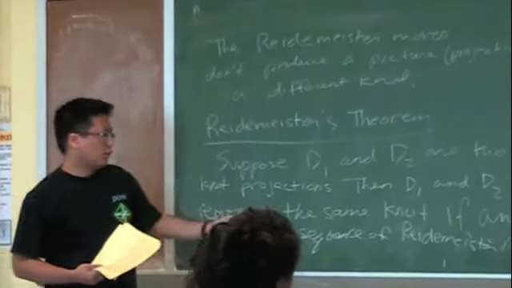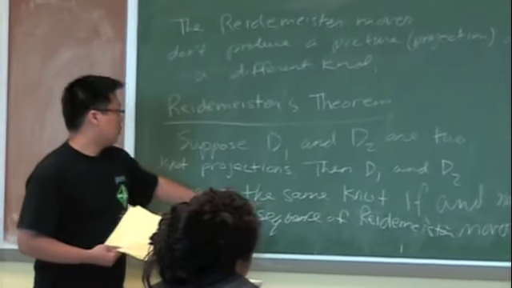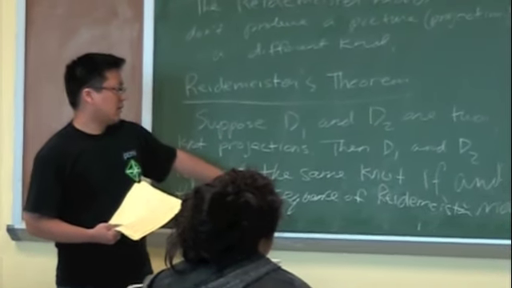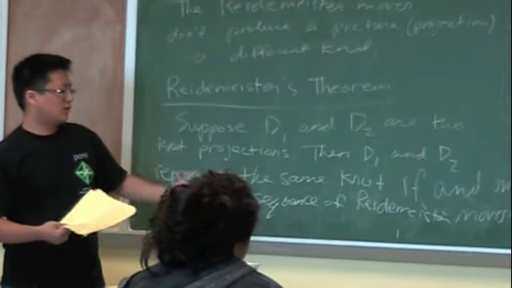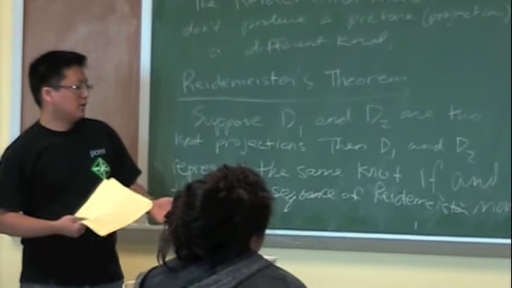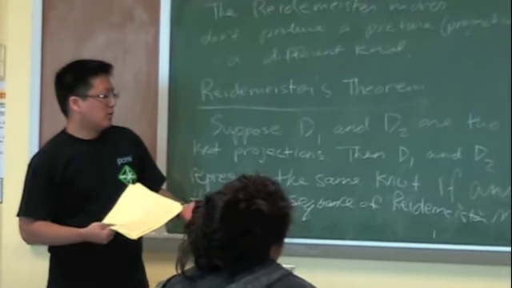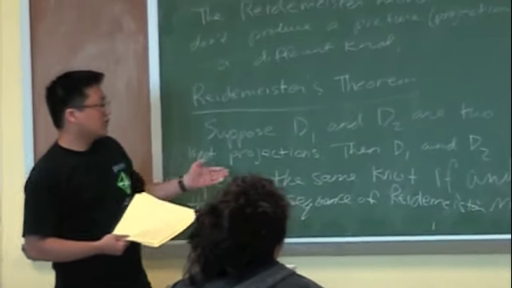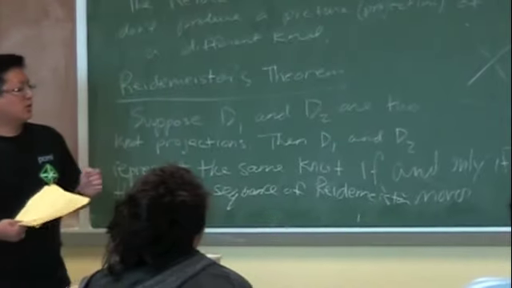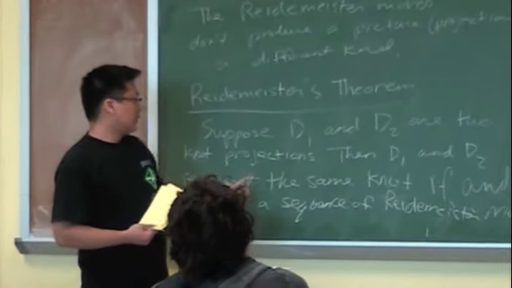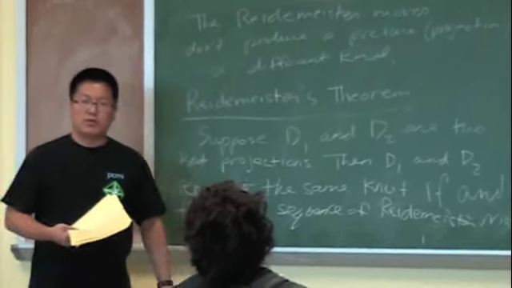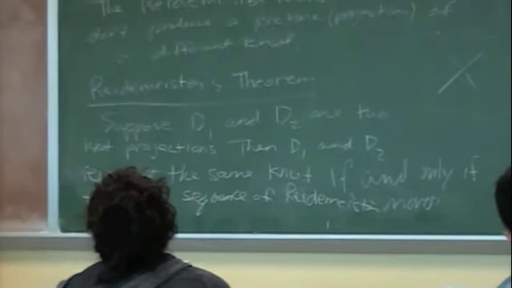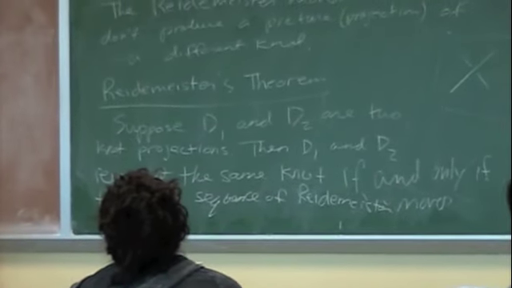In other words, if D1 and D2 do represent the same knot, then there's going to be a sequence of Reidemeister moves connecting them. So that's not very obvious, but the other direction is a little bit obvious, which is if there is a sequence of Reidemeister moves taking D1 to D2, then D1 and D2 do represent the same knot. So it's an equivalence of these two mathematical statements.